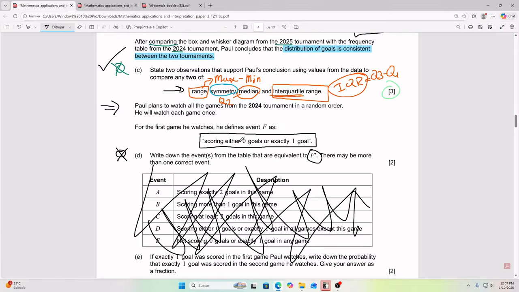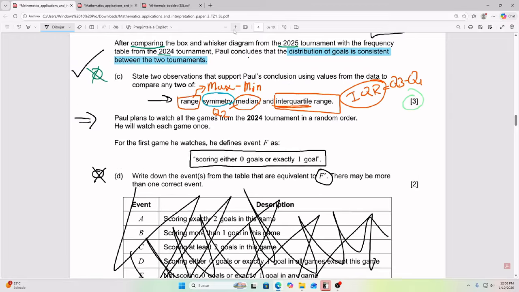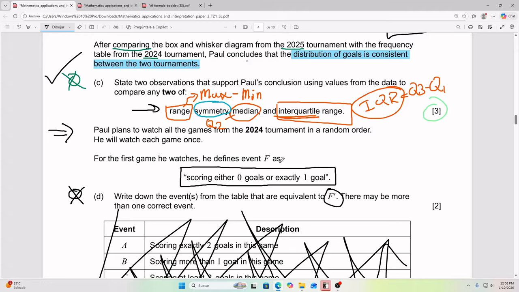So coming back to reality, here we have that F is scoring either 0 goals or exactly 1 goal. And so this part is a little bit hard to explain, but I think it's useful how you think about it. And so F, how do you think about it? You think about it as maybe like a set of cases. And so thinking about it as a set of cases, F can be either 0 or 1 goal. So it would be 0, 1.